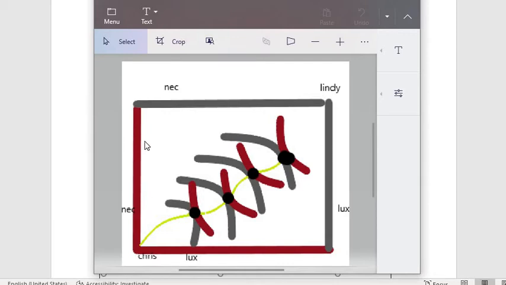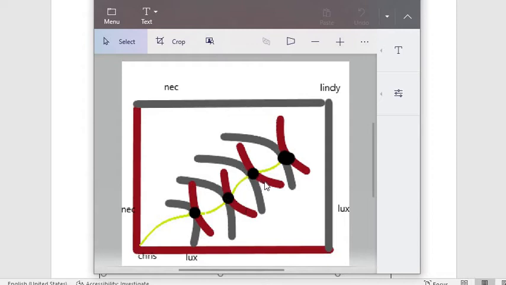And so what you can see over here is that you have your necessities for Chris on this axis and your luxuries for Chris on this axis over here. And then for Lindy, your necessities are this axis here, and the luxuries are this axis over here, right? And now let's just look at Chris for a second. The indifference curves for Chris are these ones over here.